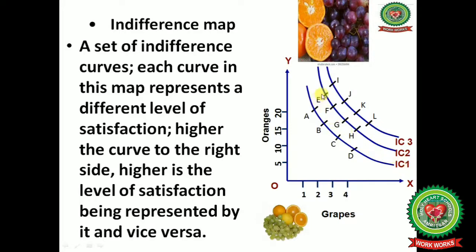For the second set I have marked the points and after joining these points got the downward sloping indifference curve IC2. And for the third set also I have marked the points I, J, K, L and joining the points got the indifference curve IC3. Higher the level of indifference curve, higher is the level of satisfaction. Means the least satisfaction is with the IC1 curve and the highest satisfaction is with the IC3 curve.